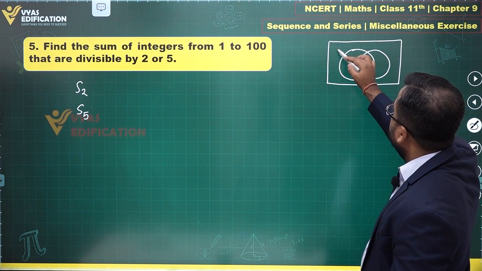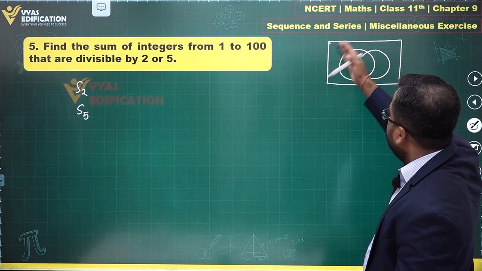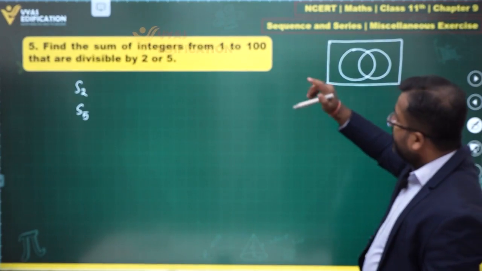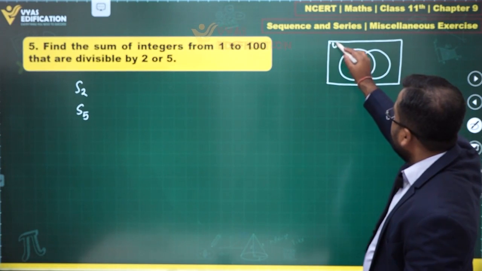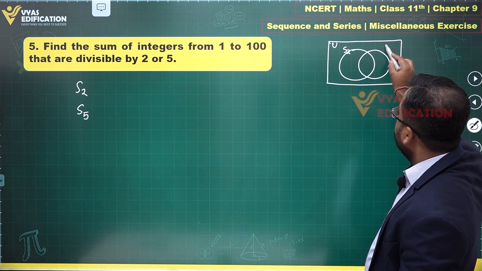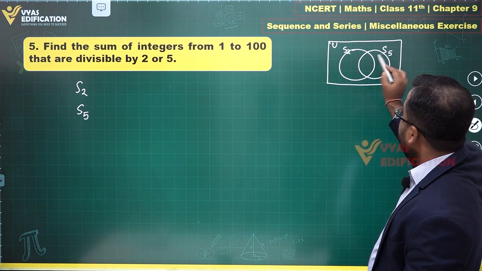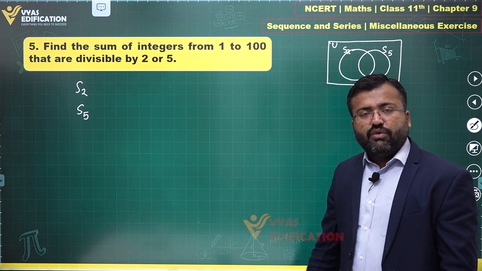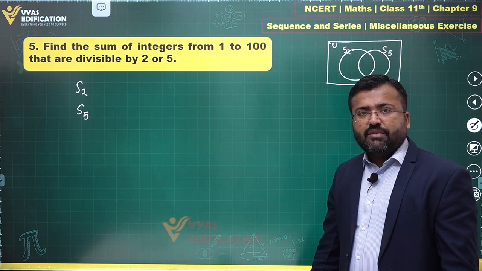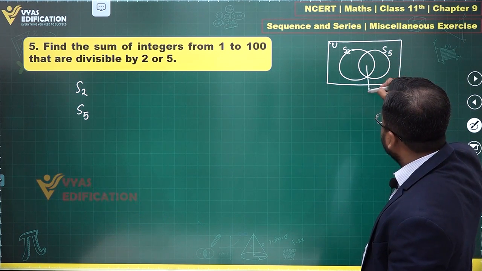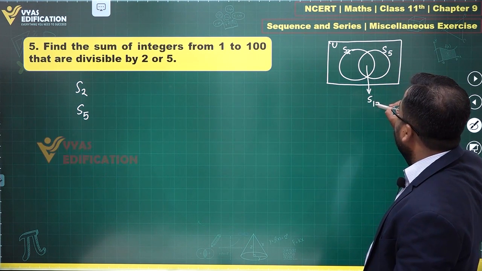What is this? Let's call this complete set of integers from 1 to 100 the universal set. Some integers will be divisible by 2, some will be divisible by 5, and certain integers will be divisible by both 2 and 5. If an integer is divisible by both 2 and 5, then it is actually divisible by 10, right? So this intersection is actually S10.